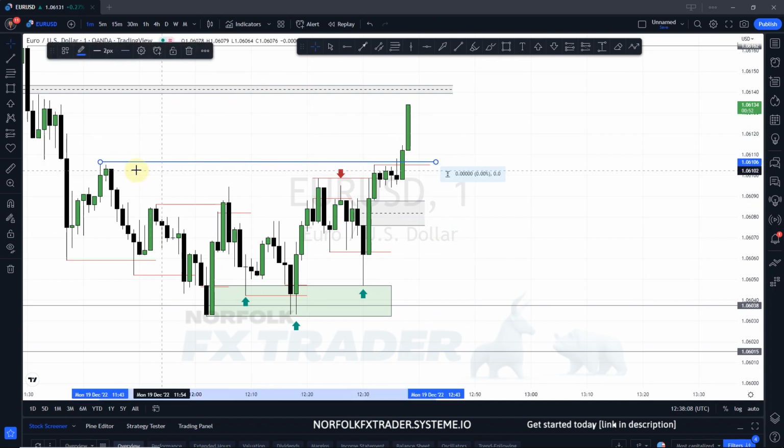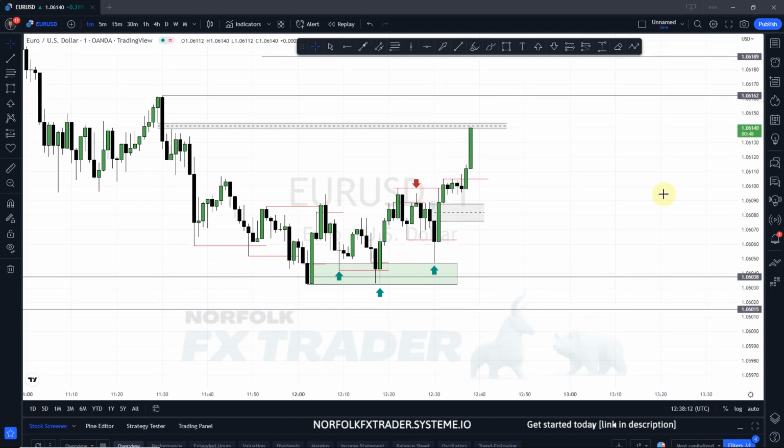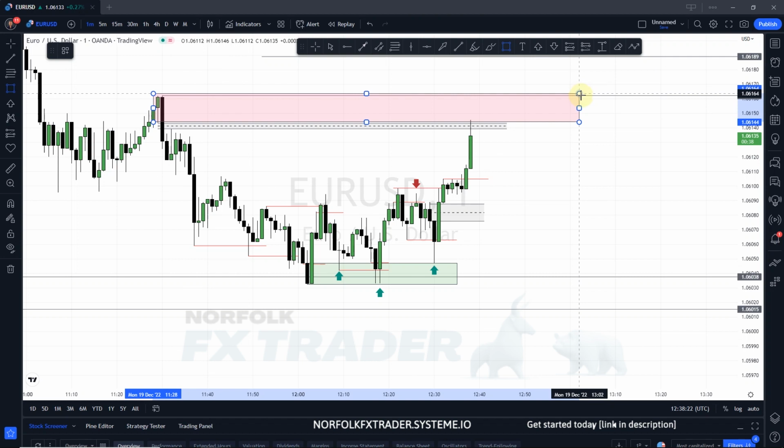And once we see the close of this imbalance, where's price gone straight to? Okay, so we've gone straight to this imbalance. Now, what do we do here? Do we wick through? Do we hold? Because what we now have up here as well is an area of supply.